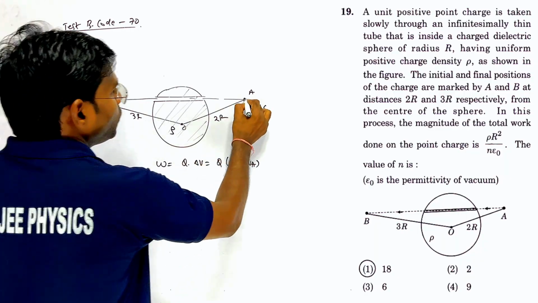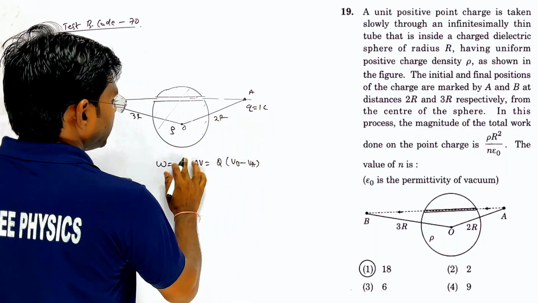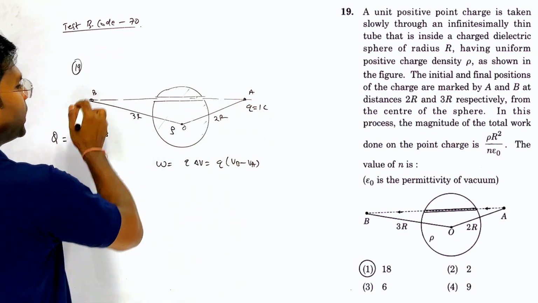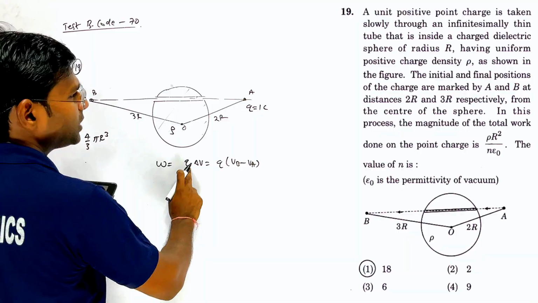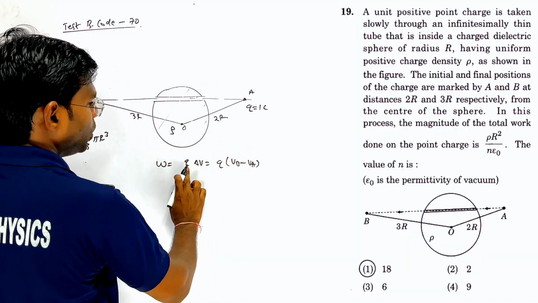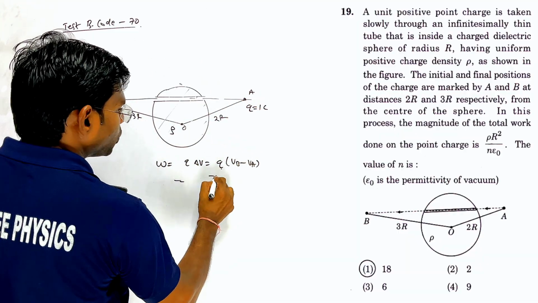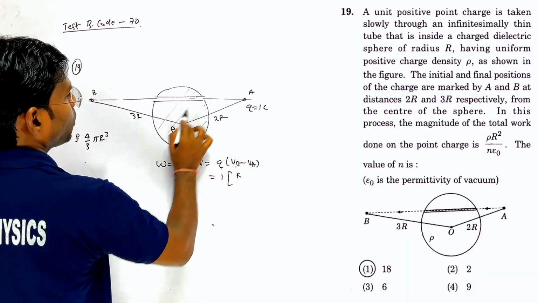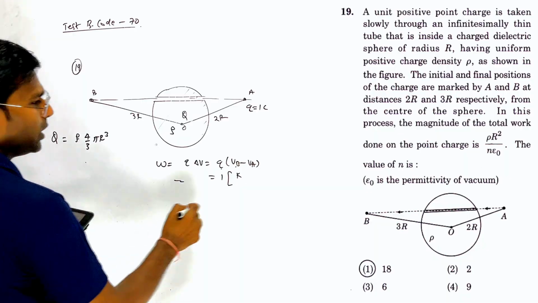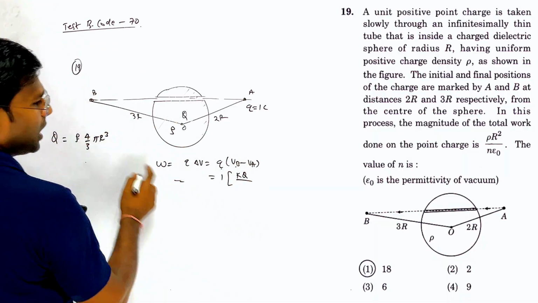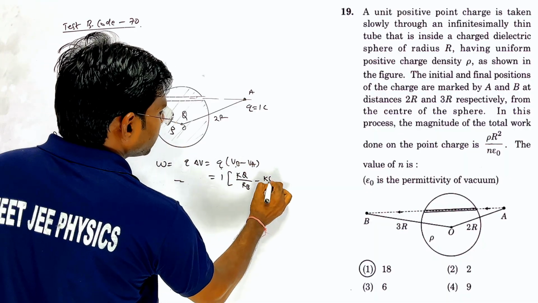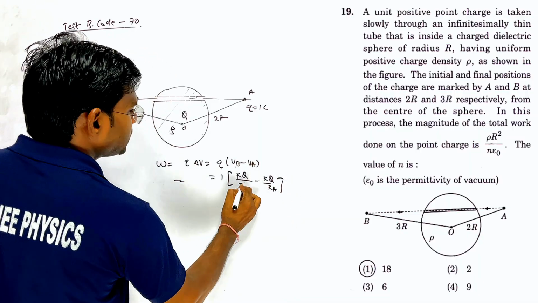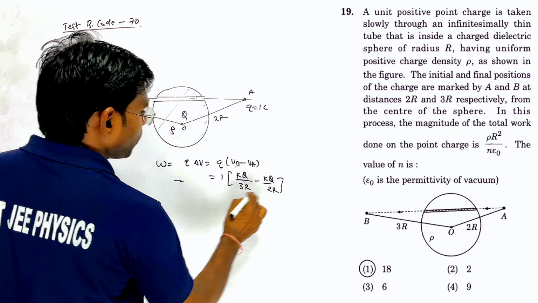Now, consider a small charge q, which is equal to 1 coulomb unit charge, moved from A to B. So the work done in moving the charge from point A to B is nothing but q into delta V. What is q? The q value is 1. The potential VB here is due to the total charge Q, kQ upon the distance RB, minus the potential at this point, kQ upon RA, right? What is RB? You will say 3R. What is RA? You will say 2R.